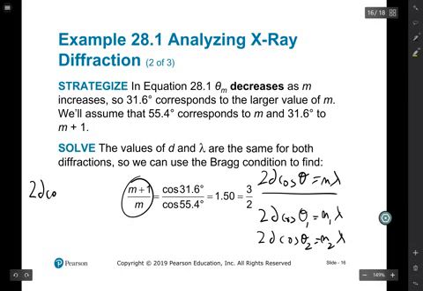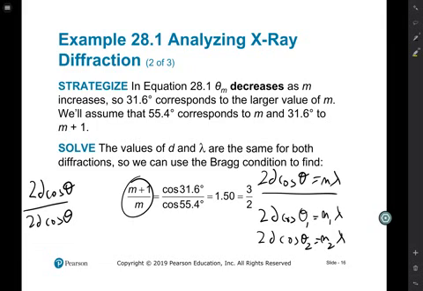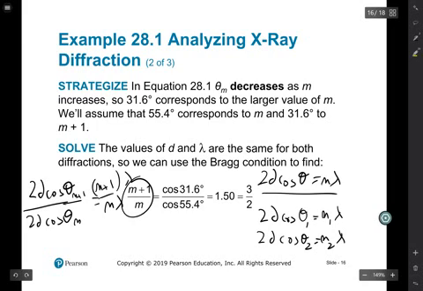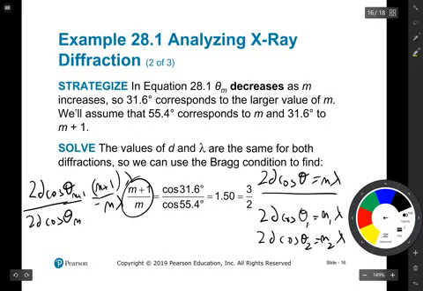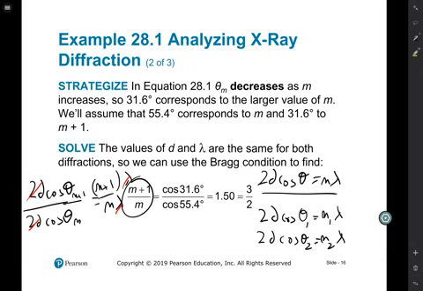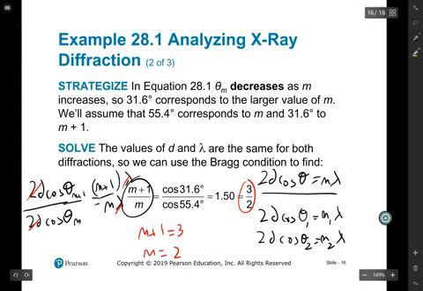So what's happened here with this equation is they've just divided the two equations by each other. So we have 2d cosine theta over 2d cosine theta. We'll call this theta m plus 1 and theta m. And we divide the other side, which is m plus 1 over m, lambda and lambda. And notice that when you do that, the two d's cancel and the lambdas cancel, and that's where they get the equation that they have right there. And so this tells us m plus 1 over m is 3/2. And so now we know that m plus 1 is 3 and m equals 2.